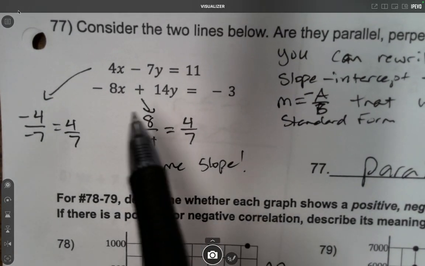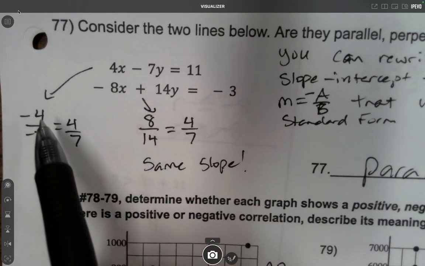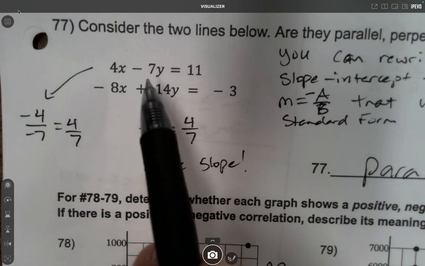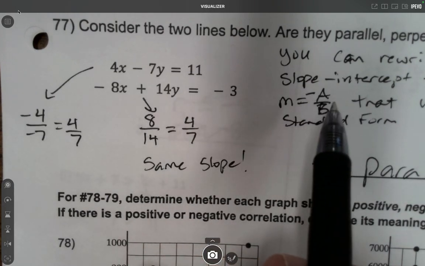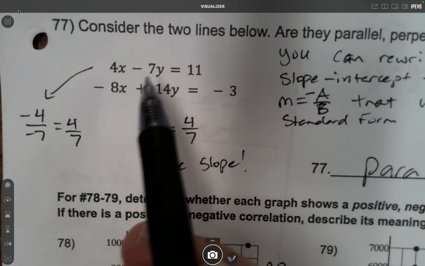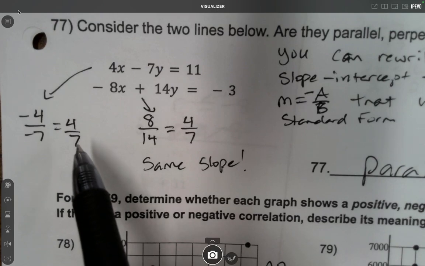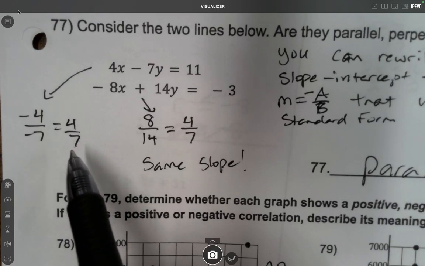So that's what I did. For the top equation, I changed that positive 4 to a negative 4. And I keep the negative 7 just the way it is. So I change the sign of the a, the number in front of x, but I keep the sign in front of b, the number in front of y. So negative 4 over 7, I can cancel out the negatives and say it's positive 4 over 7.